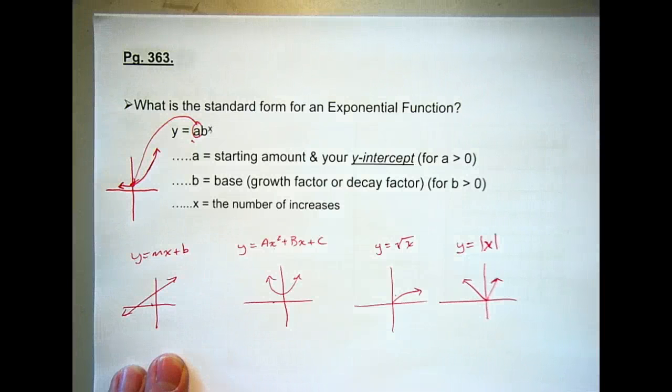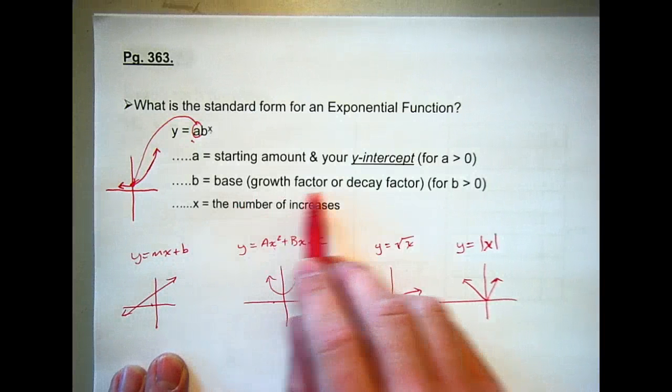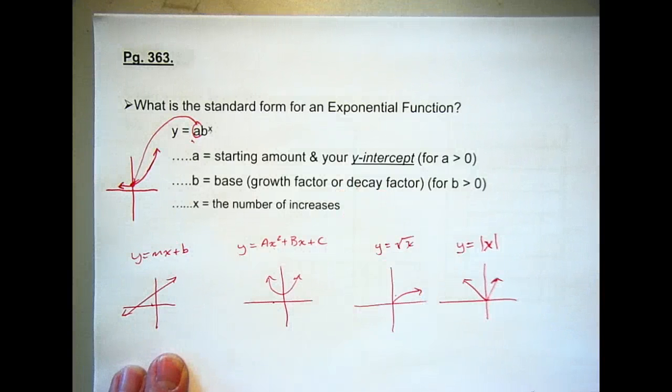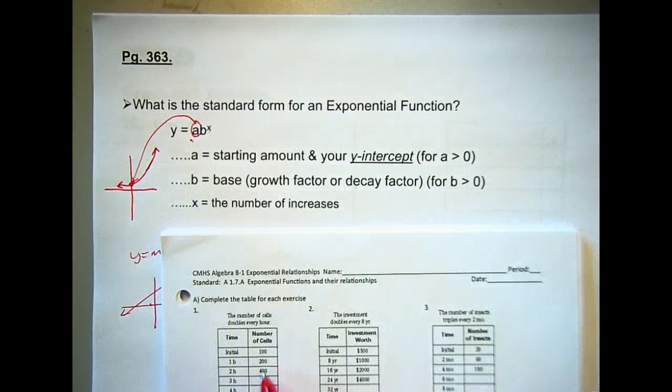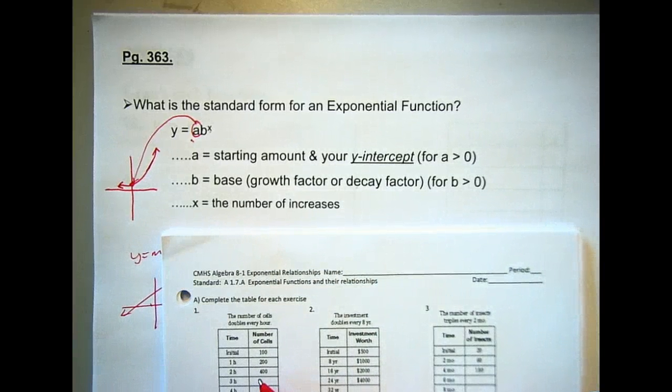B is your base, or your growth factor, or decay factor. So when you were multiplying by 2 every time, that's a base 2. When you're multiplying by 3 every time, that's a base 3. So in these problems you just did, these patterns right here on your assignment, what were we multiplying by on this one?